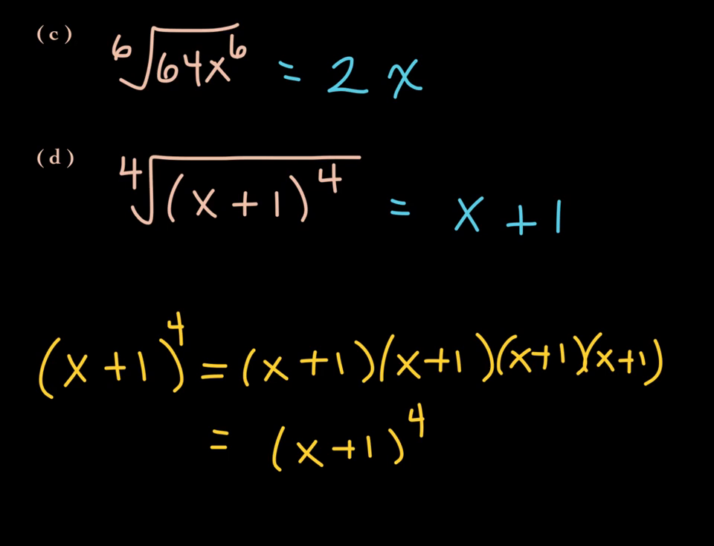Some folks would like to say this: the fourth root cancels out the fourth power. They are inverse operations or opposite operations, so that all you're left with is this base x plus 1. Okay, and yes, that's true. You can do that.